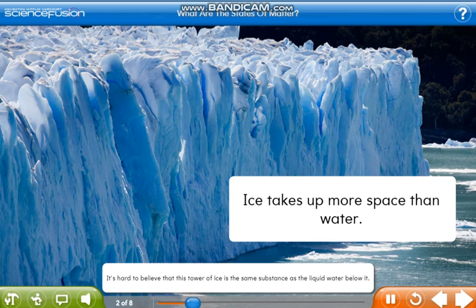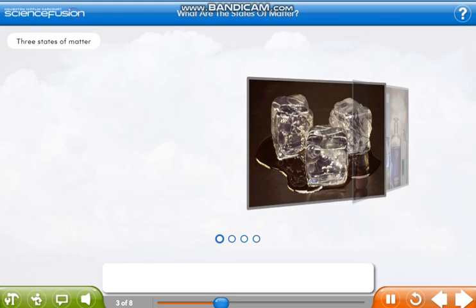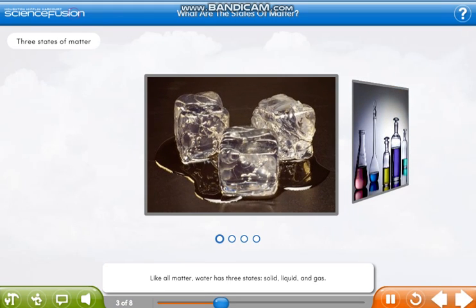Hard to believe that this tower of ice is the same substance as the liquid water below it. Did you know that ice takes up more space than liquid water? Like all matter, water has three states: solid, liquid, and gas. Click each picture to learn more about each state.